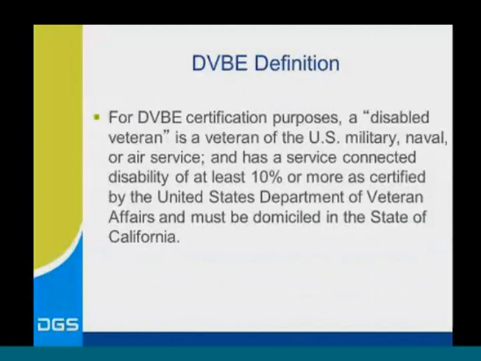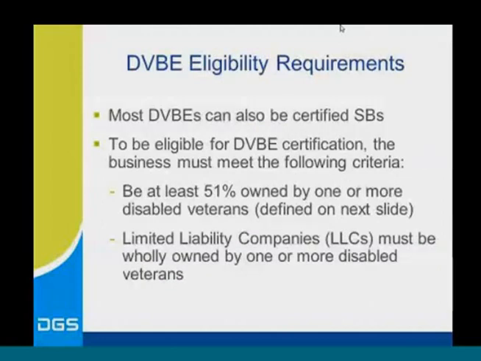The definition of a disabled veteran business enterprise for certification purposes says that a disabled veteran is a veteran of the United States military, naval, or air service and has a service-connected disability of at least 10% or more as certified by the United States Department of Veterans Affairs, and must be domiciled in the state of California. The eligibility requirements are very simple. And as noted in the first bullet, most DVBEs can also get certified as small businesses.